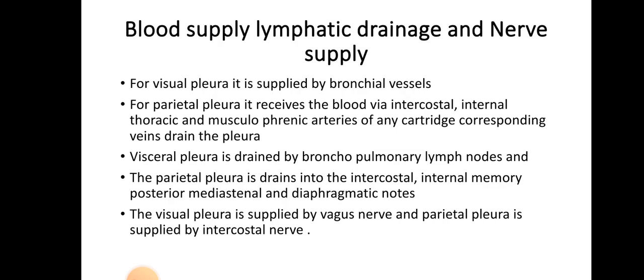Coming to the third point, the visceral pleura is drained by bronchopulmonary lymph nodes. The parietal pleura is drained into the intercostal, internal mammary, internal mediastinal and diaphragmatic nodes. Next, the visceral pleura is supplied by the vagus nerve, and the parietal pleura is supplied by the intercostal nerves. This is the main nerve supply.